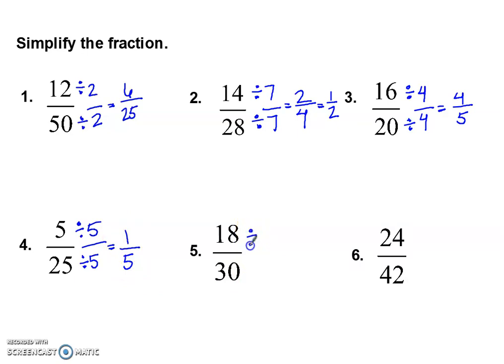Keep going. I see on my multi-chart that 6 goes into both of these. So I'll get 3 over 5. Let's see. Does 8 go into both of those? What about 6? 6 goes into both of those. And I'll have 4 over 7. Now, of course, you could have divided by 2 and then 3, and that would have been okay too. It just would have taken an extra step. All right, let's keep going.